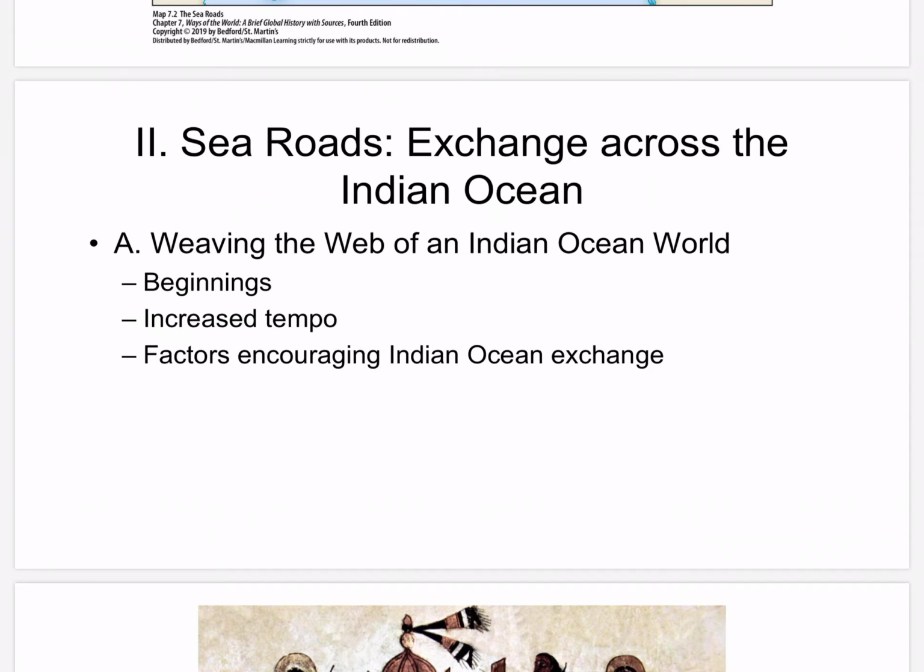Now, the fulcrum of trade was India. There are two great encouragers for the Indian Ocean exchange: an economic and political revival of China, which encouraged maritime trade, and the rise of Islam in the 7th century CE. It's an international, widespread conversion, a maritime culture, and that facilitated transactions.